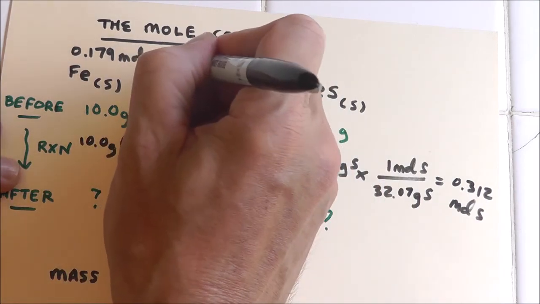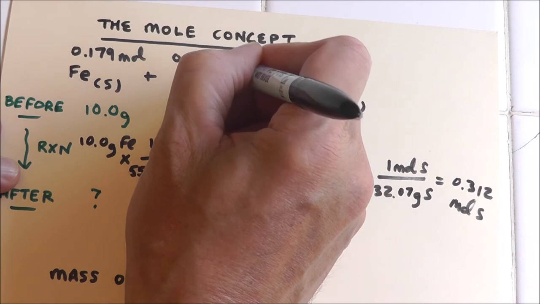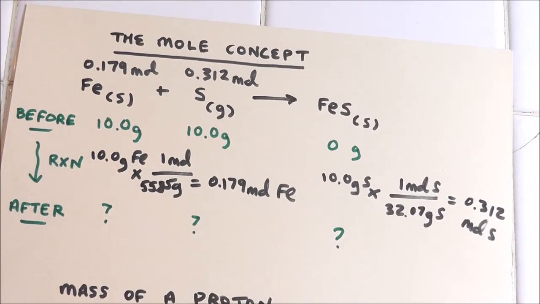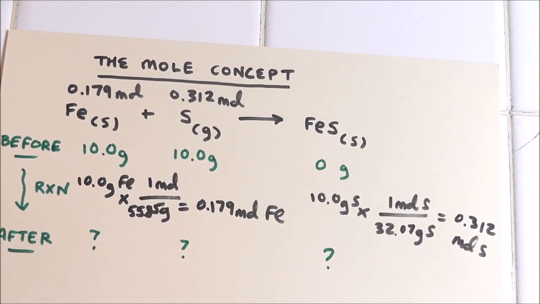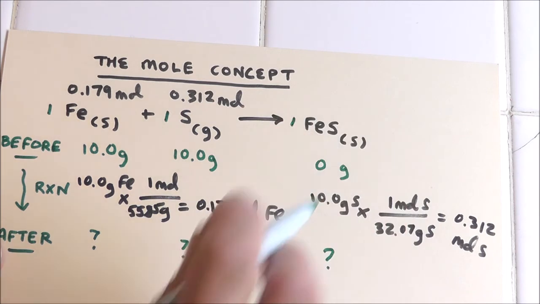So now, when we look at it in moles, see how it's much easier to see who's going to run out first? The iron's going to run out first because there's less moles of it. And by the way, this is how we write equations. There's nothing there, which means a 1, a 1, and a 1.